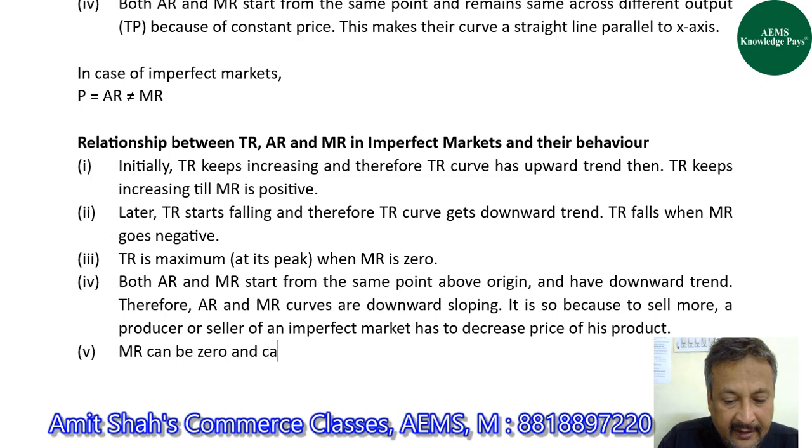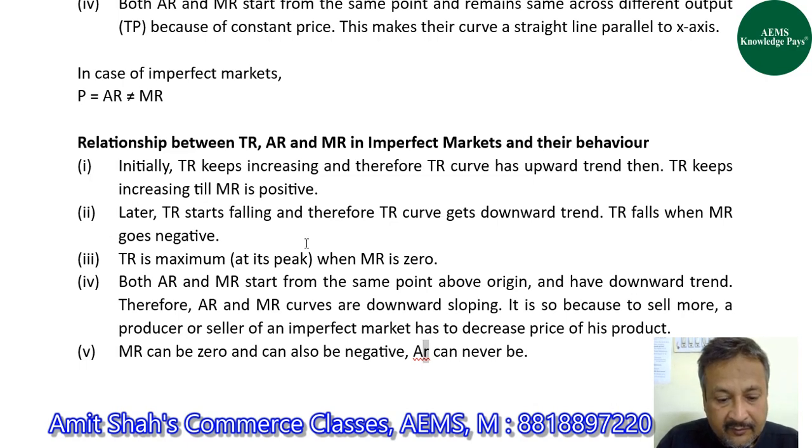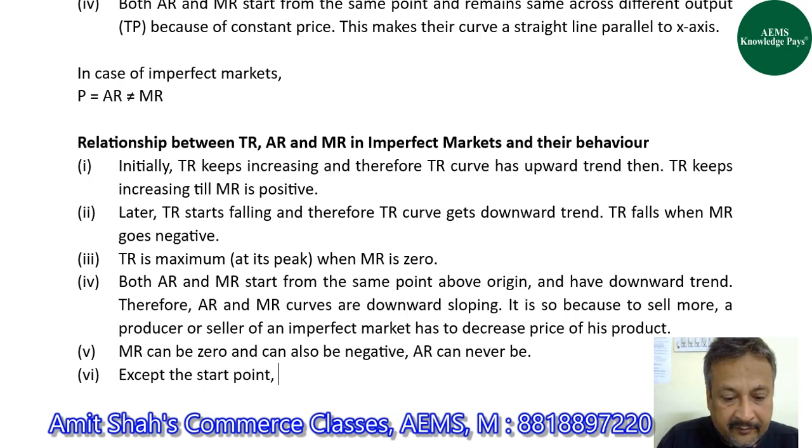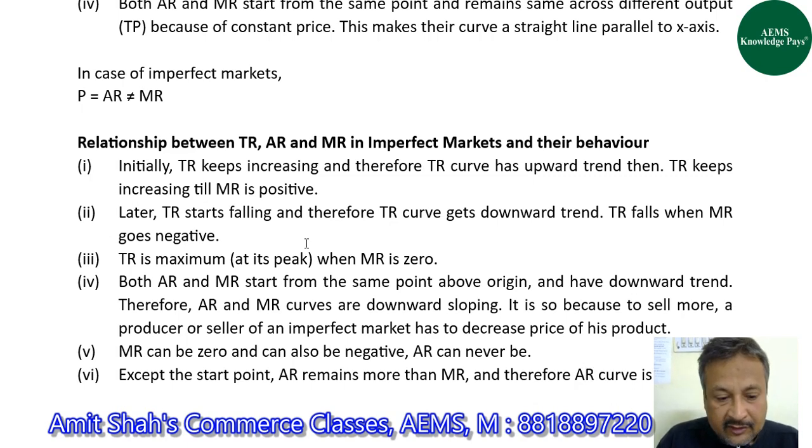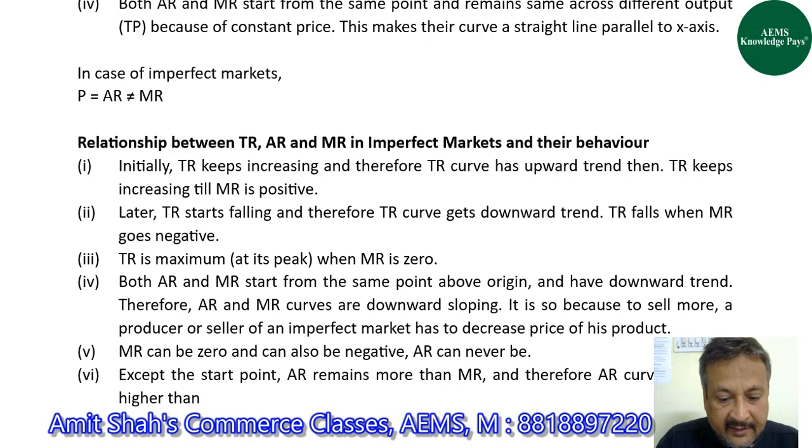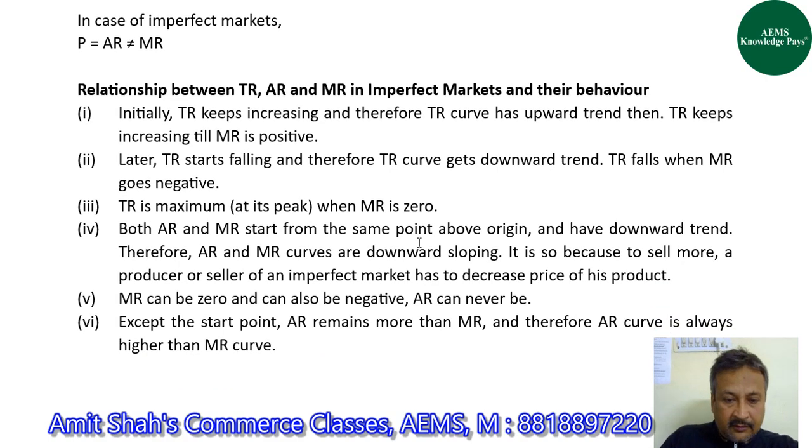MR can be zero and can also be negative. AR can never be. Except the start point, AR remains more than MR, and therefore AR curve is always higher than MR curve. So this is how, guys, we have also seen relationship and behavior of TR, AR and MR.